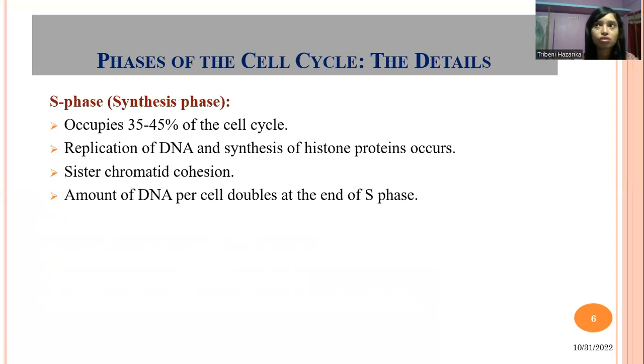The cohesin plays a very important role as it links the sister chromatids together, and this cohesin ring is destroyed during the chromosome segregation, which takes place during the M phase of the cell cycle. At the end of the S phase, the chromosome contains two DNA molecules and a duplicate set of genes. That is, the amount of DNA per cell doubles at the end of S phase. So this is about the S phase.